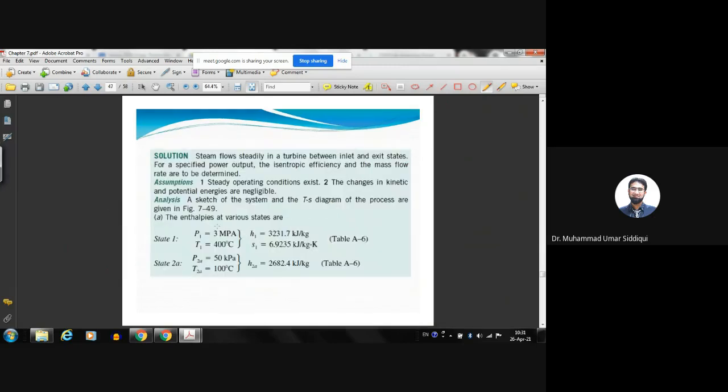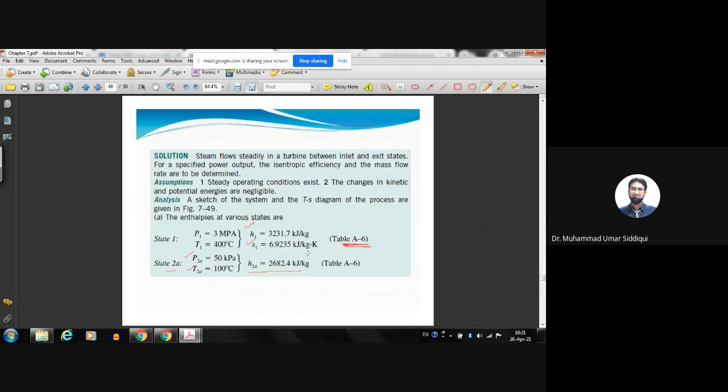So let's see the solution here. We have P1 and T1. Corresponding to P1 and T1, H1 and S1 are determined. Obviously it will be in the superheated state, that's why table A6 is used. Then let's determine the values for state 2A. So we have P2 and T2, and these are considered as the measured values. So obviously these are the actual values. Corresponding to that, we can determine H2A.